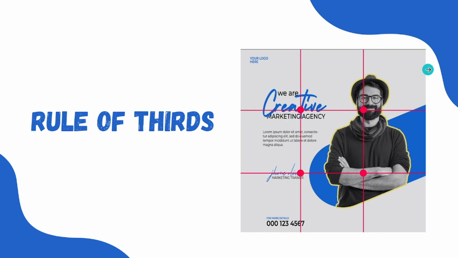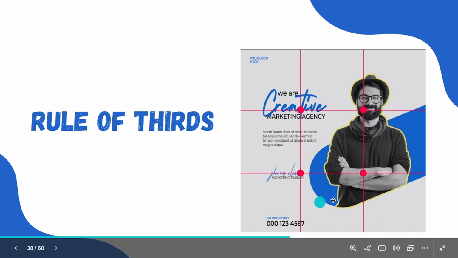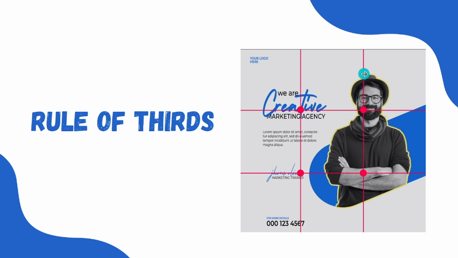Now you see it has the 3 by 3 lines, right? So now you see the picture is in the intersection of the line. The same thing with the creative marketing, that's the write-up. You understand? The picture is not here at the center. Do you understand? So the picture is here and then the write-up is here. That is for composition. Do you understand? The rule of thirds. So that's how the rule of thirds works.